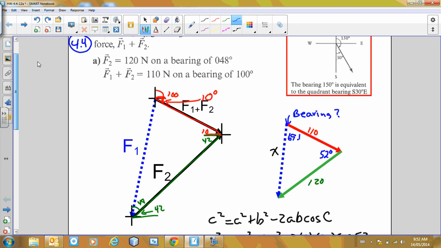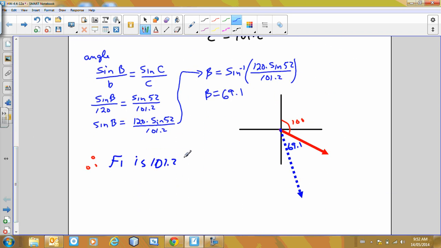I think these are newtons. I don't even remember what the original question said. Newtons. Bearing is 169.1. And of course the alternate bearing would be referring to this angle here. So the alternative here would be south, and what's that, 10.9 towards the east.